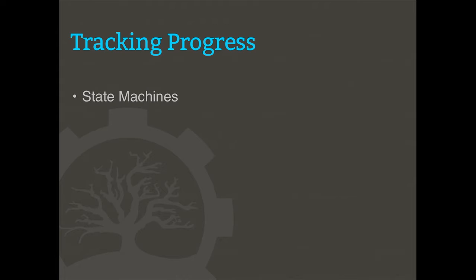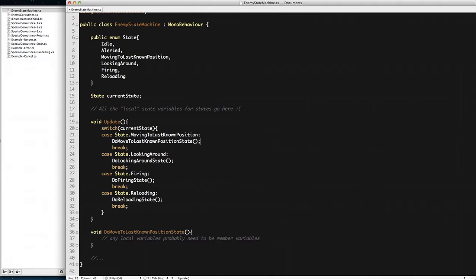They have some drawbacks, though, and I'll just bring up a state machine here. So this is just the kind of cruft code that you'd find in basically every state machine you'd see. Up at the top, we have a list of the different states that the state machine can be in. Then we have a variable for the current state. I have a little comment in there that says that all the local state variables for the states go here, and I'll talk about that in a second.